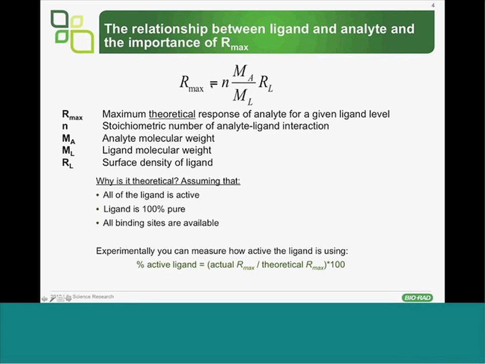Now, of course, this is the theoretical limit, and this theoretical limit assumes that all the ligand is active in binding analyte, which is never true. And then the only question is, what is the percentage of active ligand? And this can be up to 90% in very optimal conditions, but it can also be 10%.